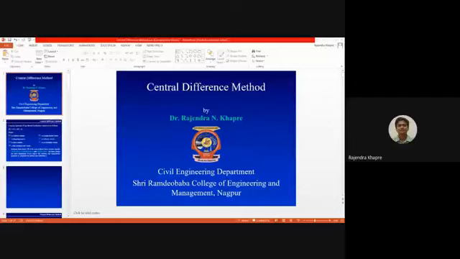The entire new topic. So these are the direct integration methods. Mostly it is used for the analysis of structural dynamic problems.